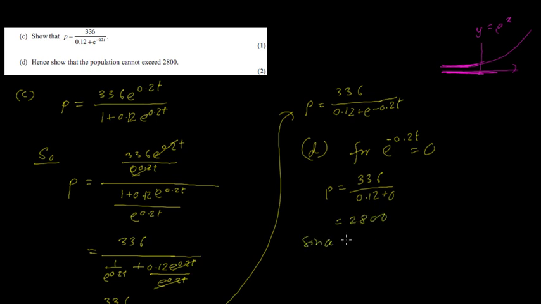Since e to the power minus 0.2t is greater than 0, it cannot be equal to 0. So the population, if this is always greater than 0, will always be less than 2800, because you are dividing 336 by more than 0.12. So it cannot exceed. You don't have to do the arithmetic, just say since e to the power minus 0.2t is greater than 0, the population cannot exceed 2800. So that's it.